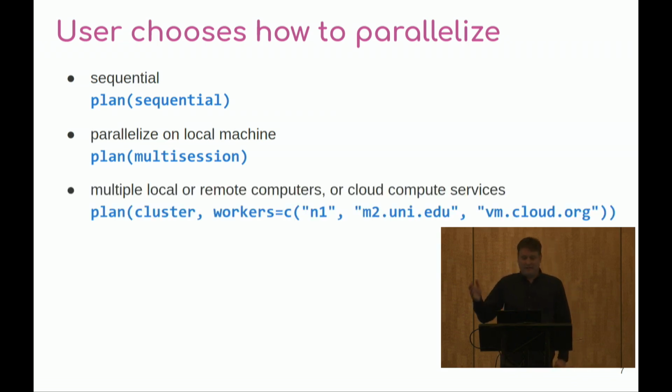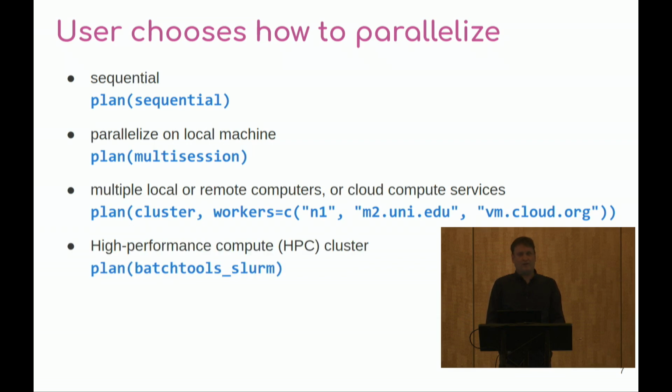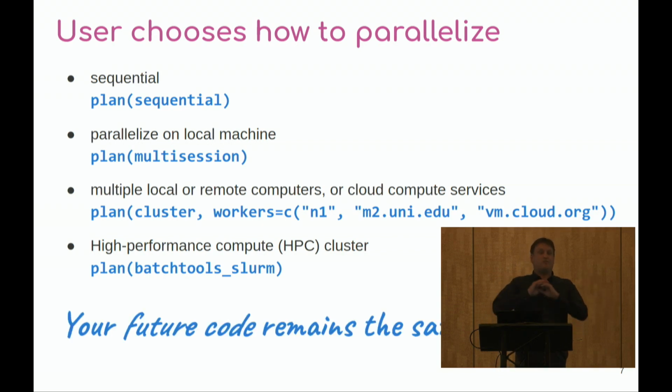Someone might have a local machine, a machine at another university, and at the same time, they might have something in the cloud. And they can specify this, and it parallelizes the work across them. Or if you have a high-performance compute cluster, you can use a Slurm job scheduler, for instance, and use that to parallelize. But the key thing here is, as a developer, your code will look exactly the same all the time. So you don't have to worry about this.